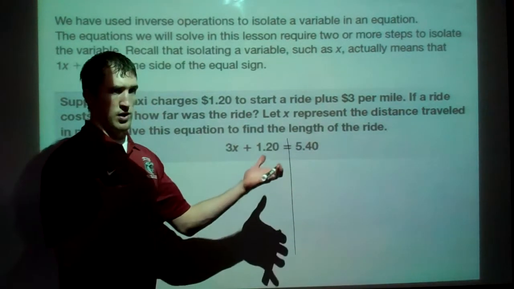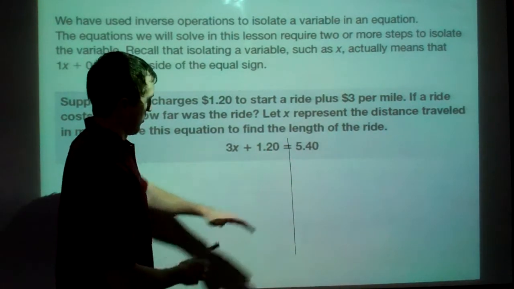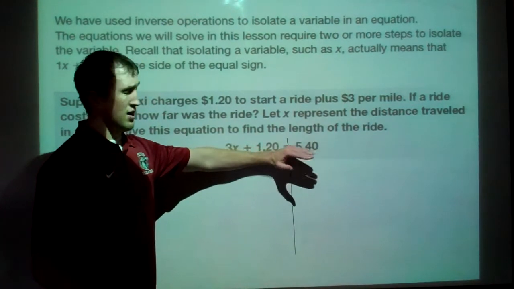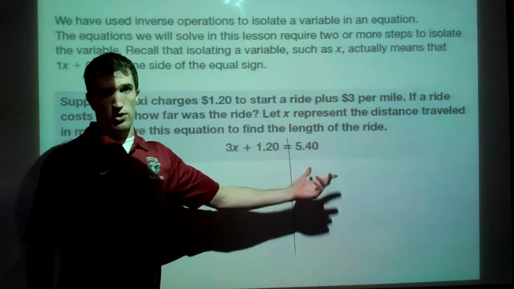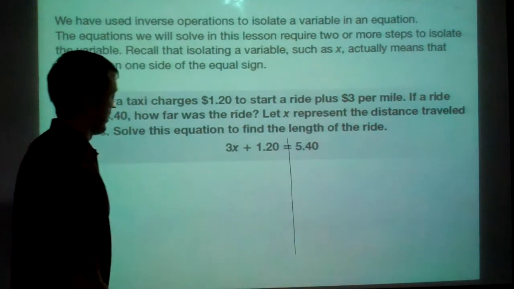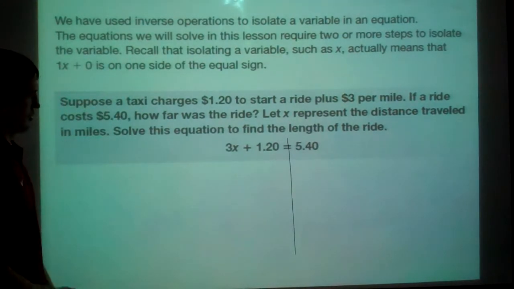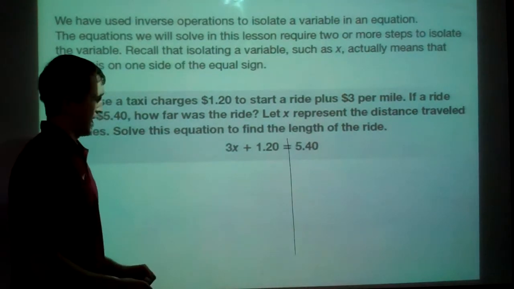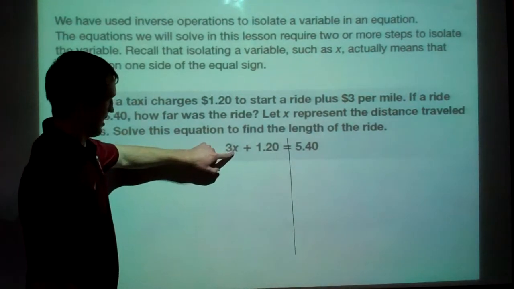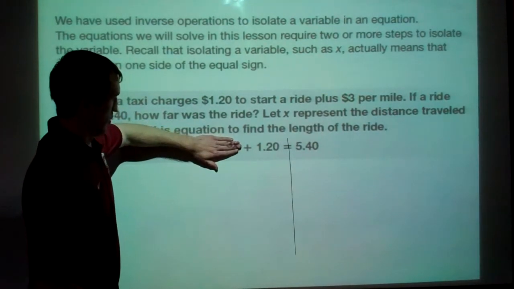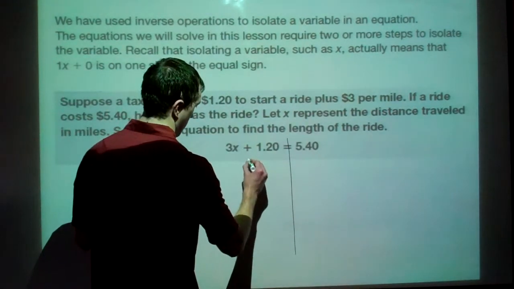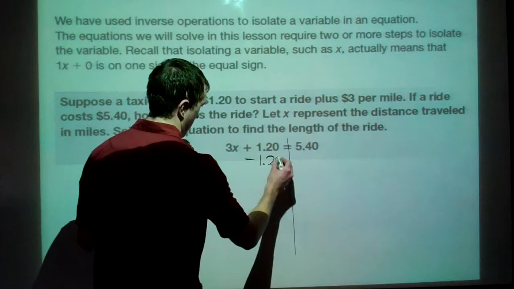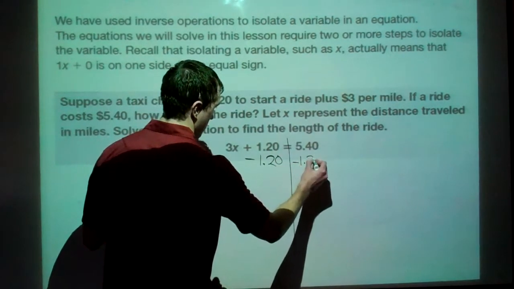So we imagine that we have a scale, and right now these two things are in perfect balance with each other. If I take $1.20 away from here, I take $1.20 over here so that they stay balanced. That's the idea of solving for an equation. Alright, so we look at what's happening to this quantity, 3 times x. What is happening to it? Well, we're adding $1.20. So in order to get rid of this, we want to subtract $1.20 from both sides.